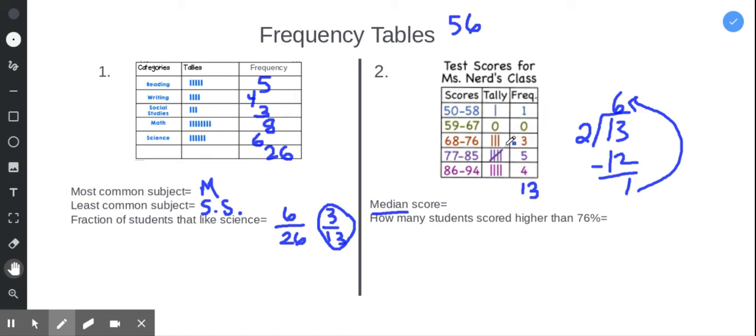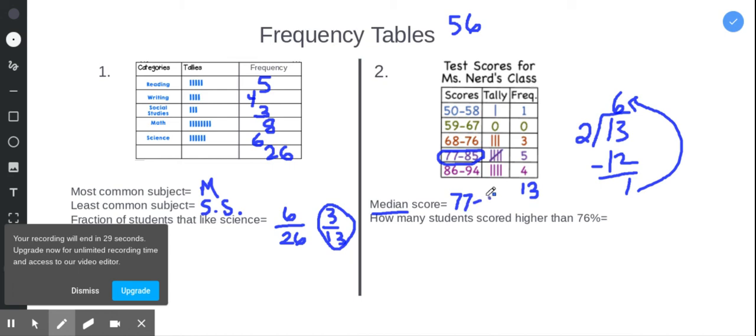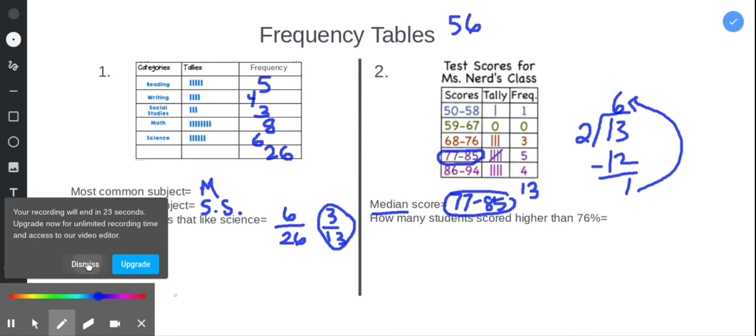4 points. 4 plus 5 gives me 9. I'm past where I need to be. So somewhere in here is my 7th data point. So this would be my median number. My median score would be somewhere between 77 to 85 is my middle. My center of data falls in that range.